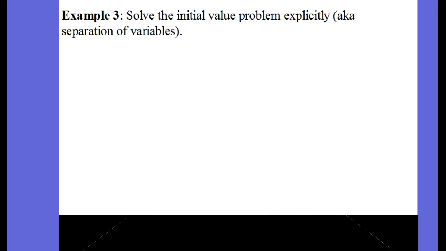Okay? So it says solve the initial value problem explicitly, aka we need to separate our variables. So, we are given dy/dx equals sine x when y of 0 equals 2. So in order to find y, we have to separate our variables.